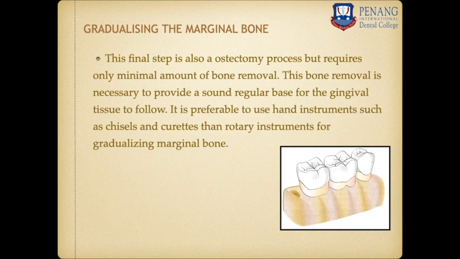This bone removal is necessary to provide a sound, regular base for the gingival tissue to follow. It is preferable to use a hand instrument like a chisel or a curette rather than a rotary instrument to gradualize the marginal bone. So these are the 4 steps in resective osteosurgery.